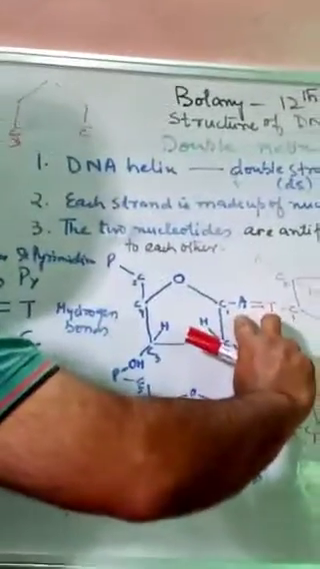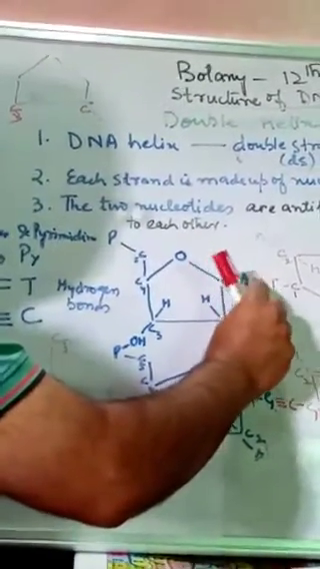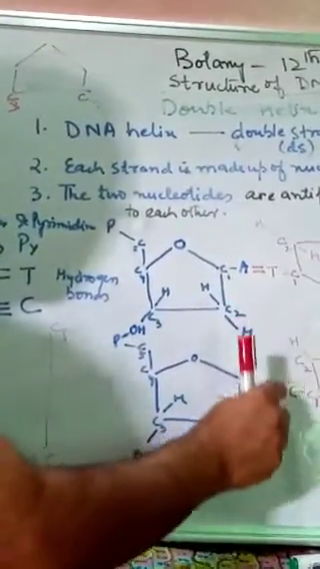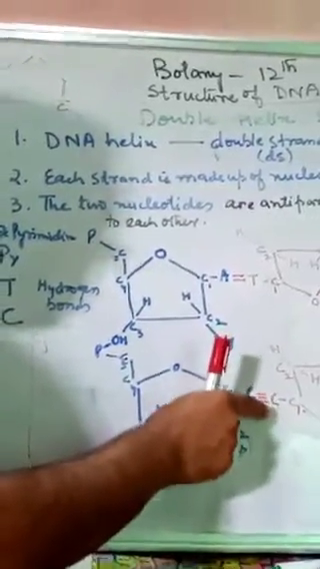Second, what you will see here is that adenine and thymine are joined together by weak hydrogen bonds, and this is a double bond. Again, guanine and cytosine are joined together by weak hydrogen bonds, but here it is a triple bond.